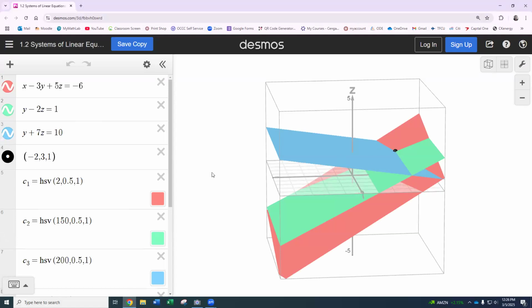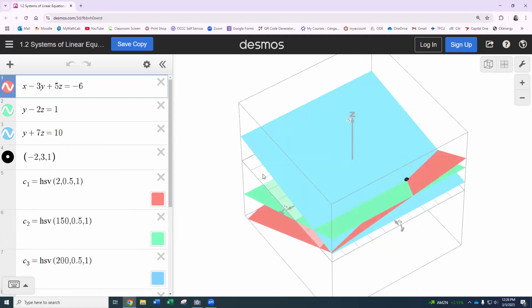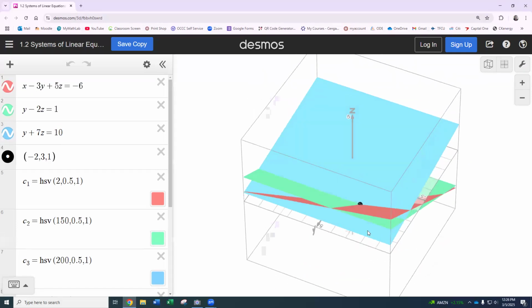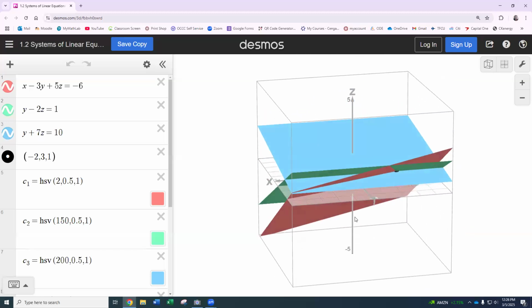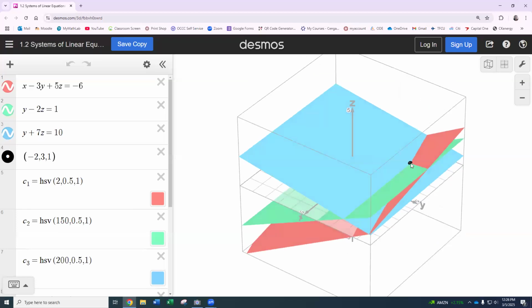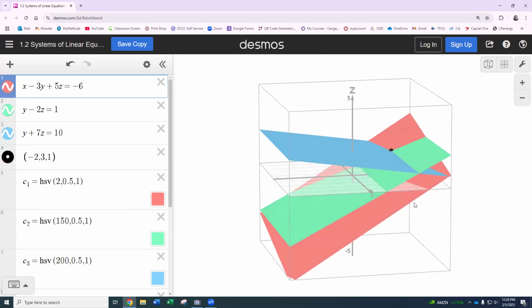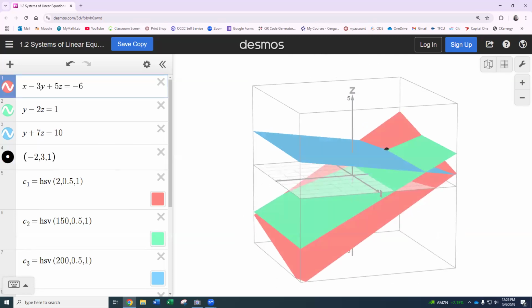When I have an equation like this with 3 variables, this makes a plane. And so you can see we have the blue plane, green plane, pinkish red plane. And what's cool is you can drag this around and move it around since it's in 3 dimensions. And so this point right here is where those 3 planes all intersect. So that's something you can play with, if you would like to.